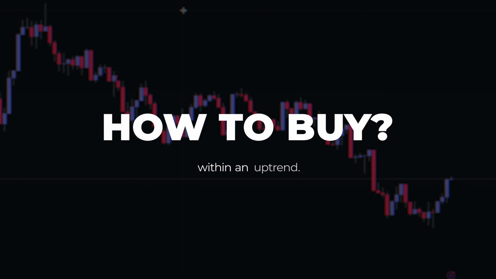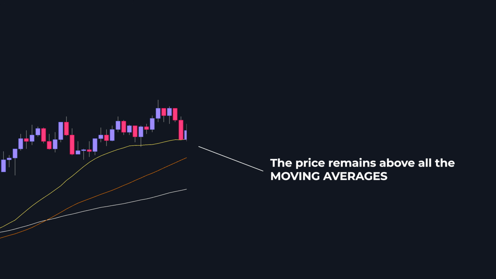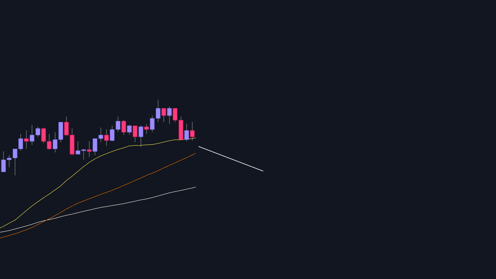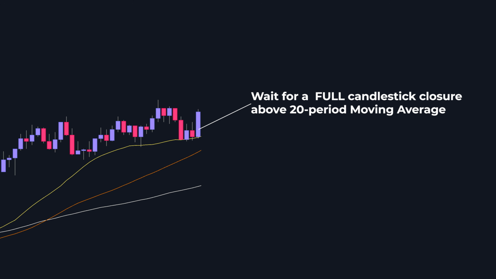Now, to enter a buy position in an uptrend, you will essentially reverse the strategy used for a sell position in a downtrend. So the first thing you need to do is to begin by confirming that the price is consistently staying above all the moving averages, which signals a strong uptrend and suggests that the market is leaning towards upward momentum. The next crucial step is to wait for the entire candle to close above this moving average. And this is a clear sign that the buyers are in control and the market is solidifying its upward path.